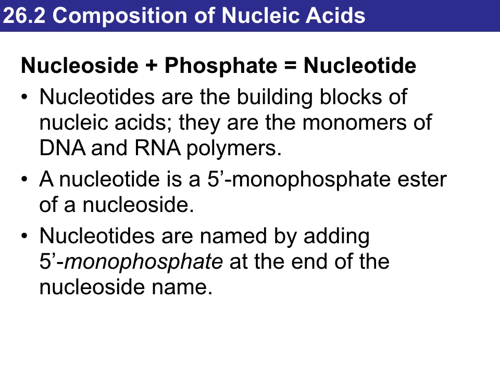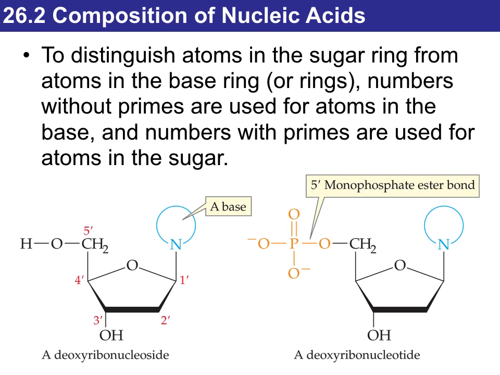Now, we're going to look at the numbering of the carbon atoms. A nucleotide is a 5' monophosphate ester of a nucleoside, and we name them by adding 5'-monophosphate at the end of the nucleoside name. We make the distinction between the atoms in the sugar ring and the ones in the base rings. Numbers without primes are used for the atoms in the base, and numbers with primes are used for the atoms in the sugar.